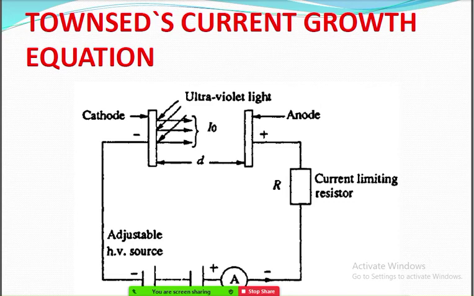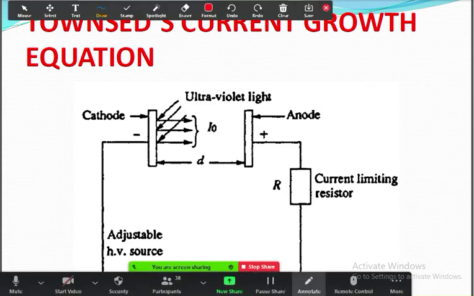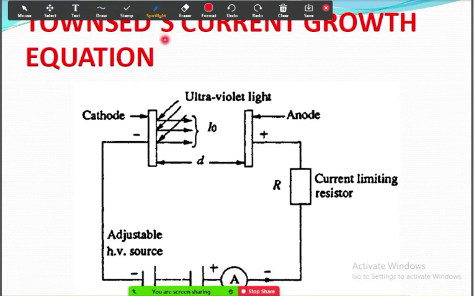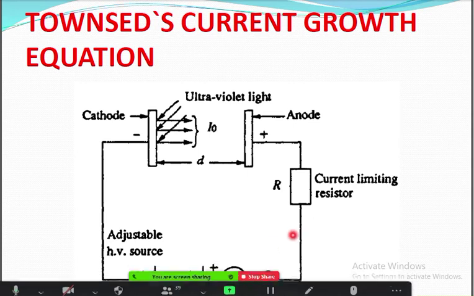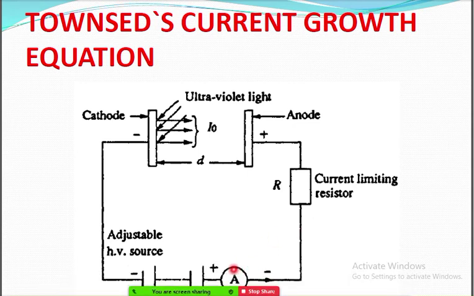So, Townsend's current growth equation. This is our experimental setup. As you know, this is a cathode, a negatively charged plate, and this is the anode, a positively charged plate. These two plates are supplied power using a high voltage adjustable voltage source, and we have an ammeter and a voltmeter, the ammeter for measurement of current. Any discharge is measured by means of current.